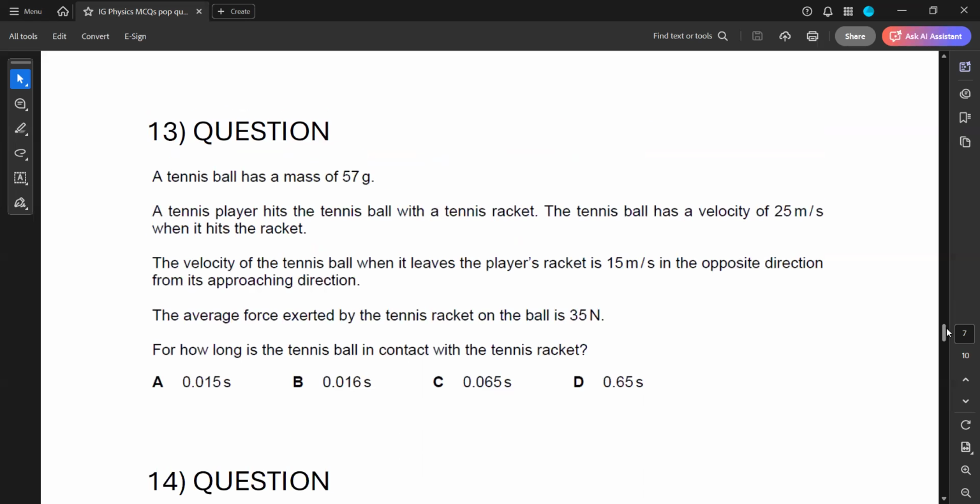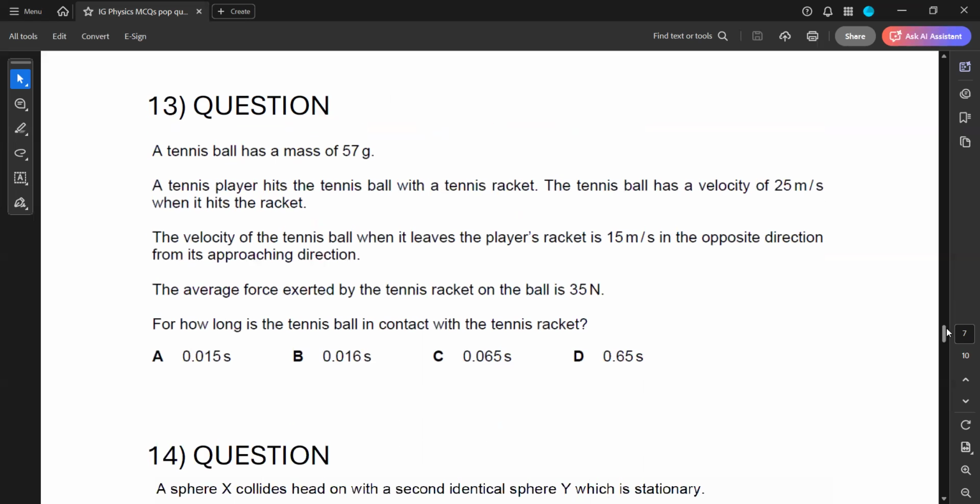Question 13. Any doubt in question 13? The correct answer for this one is C.